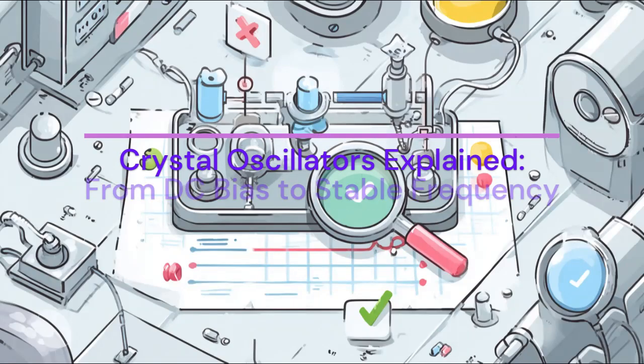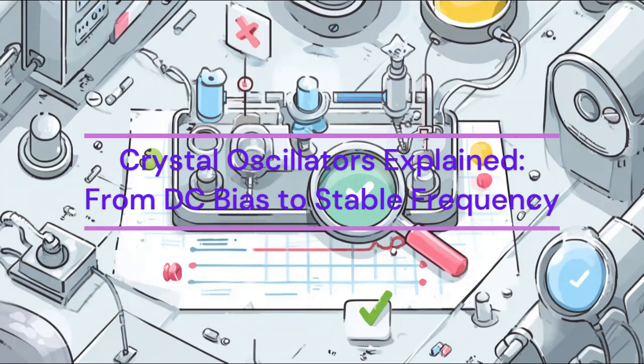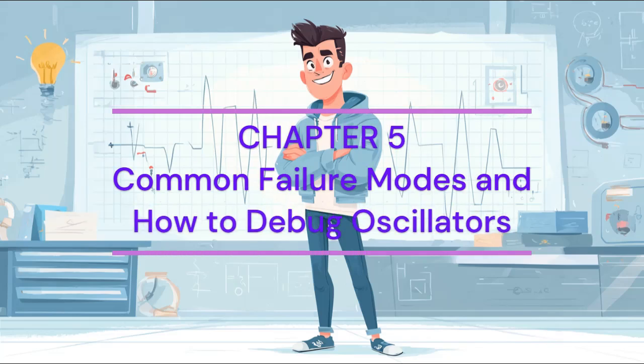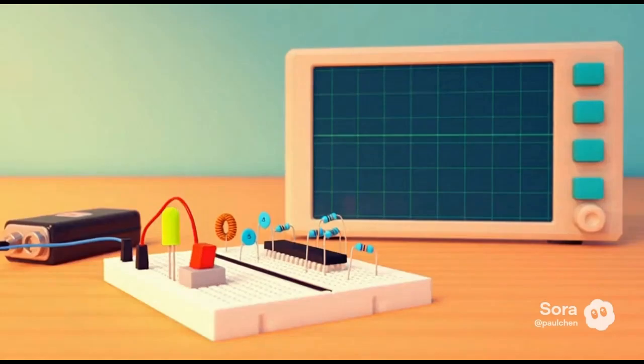Crystal oscillators explained. From DC bias to stable frequency. Chapter 5. Common failure modes and how to debug oscillators.